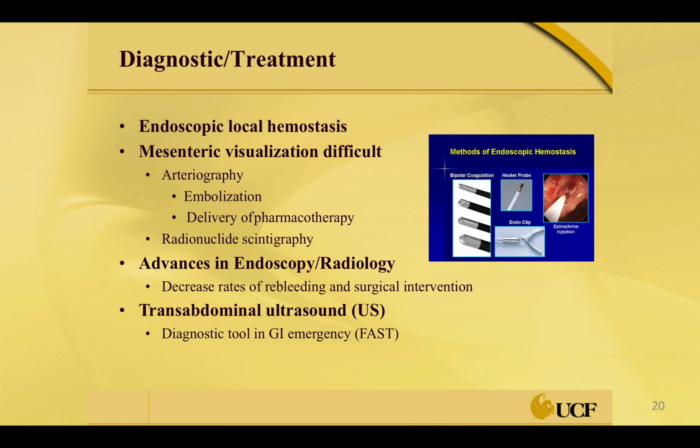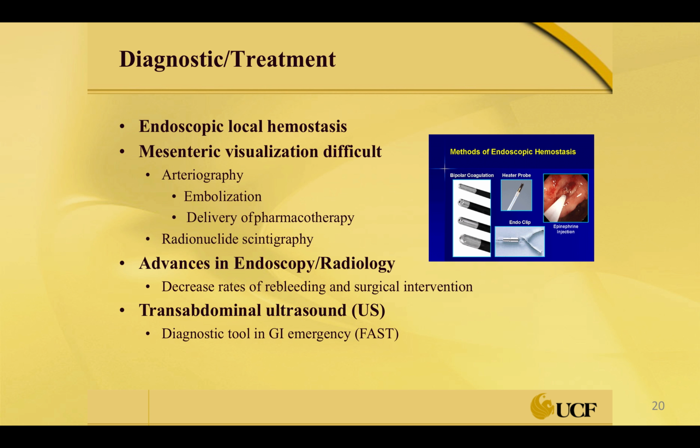So, diagnostic and treatment: endoscopic local hemostasis can be obtained the same way we do it in the upper GI tract. Mesenteric visualization is difficult, so arteriography sometimes is necessary for embolization and also the delivery of pharmacotherapy.